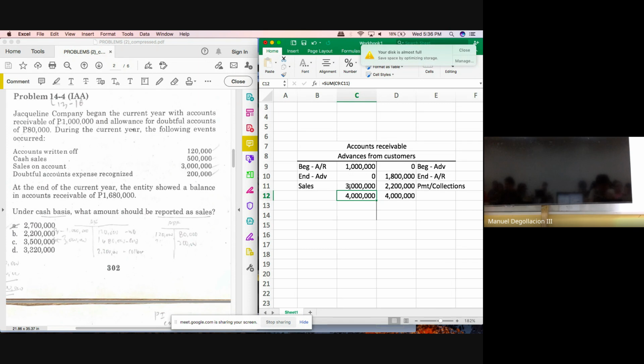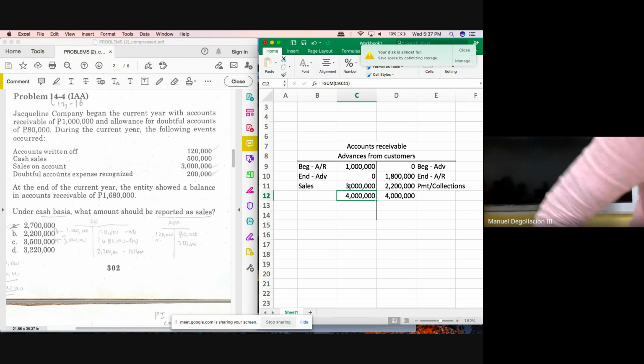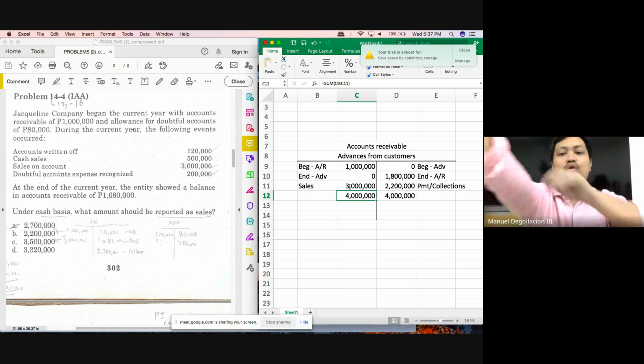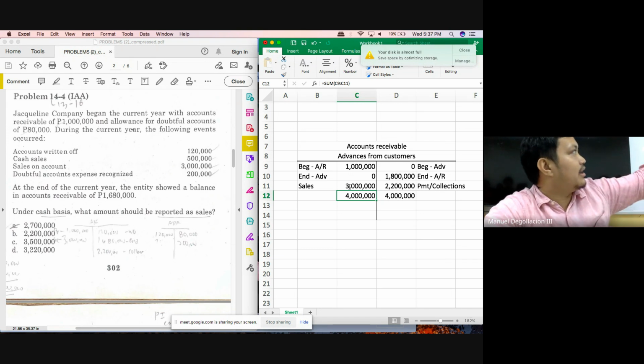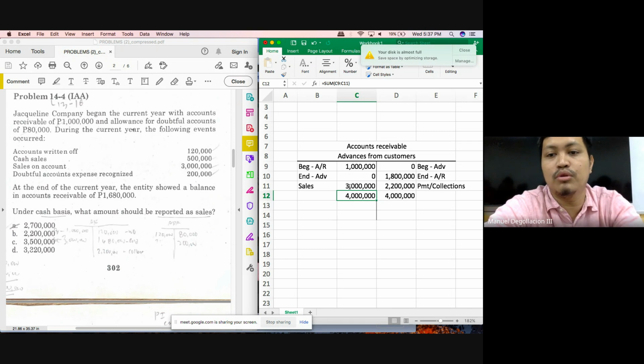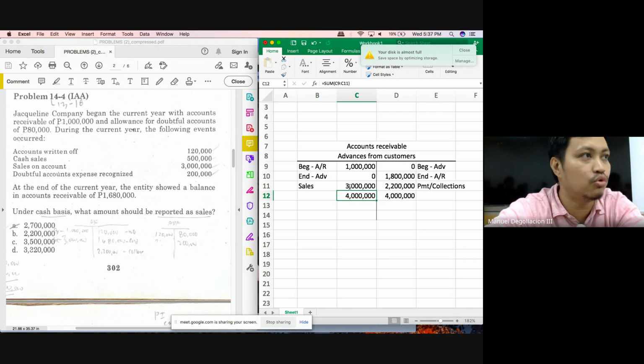So if beginning AR is 1 million and your sales on account is 3 million, that means your total debits would be 4 million. If total debits is 4 million, total credits must also be 4 million. And if your ending AR before write-off is 1,800,000, that would mean if you squeeze your payment or your collections, the amount of collections would be 2,200,000. Okay, but why is that not the answer? Because it does not include yet your cash sales.